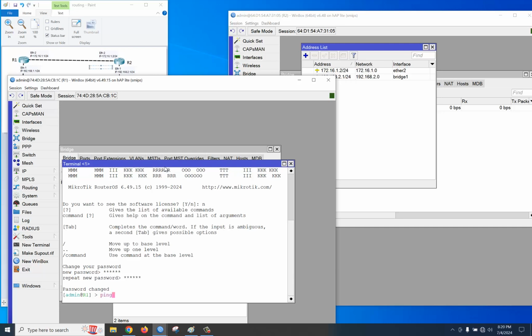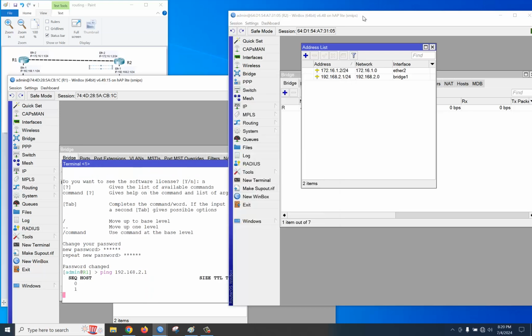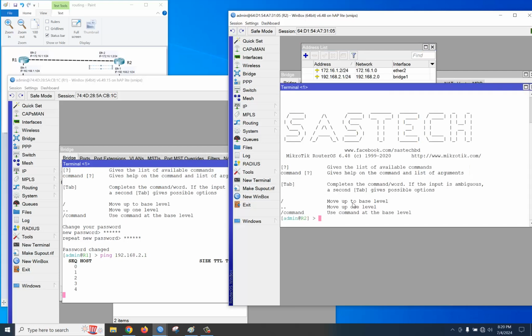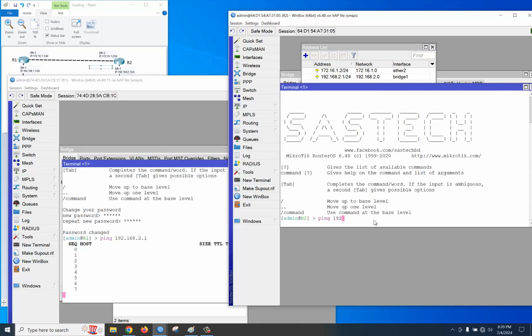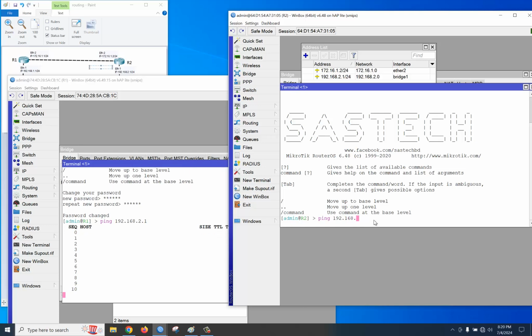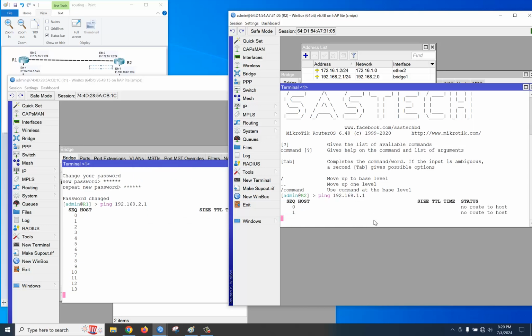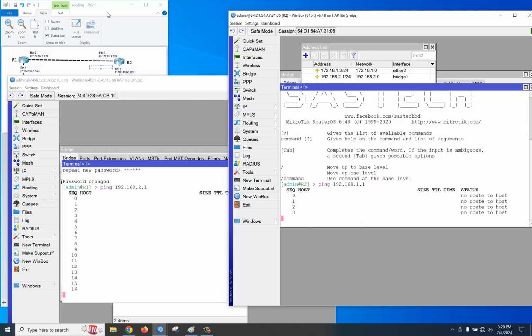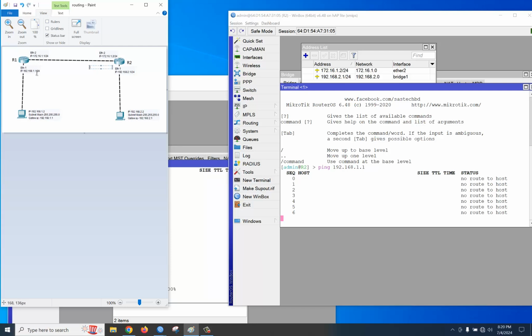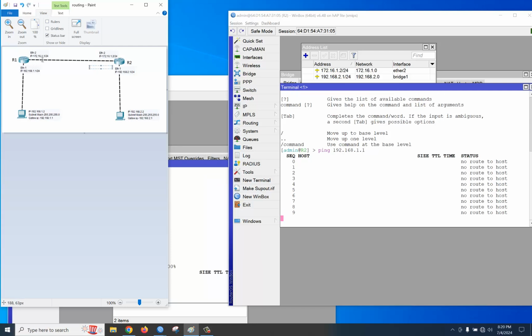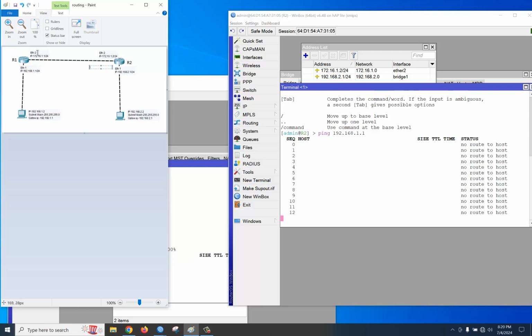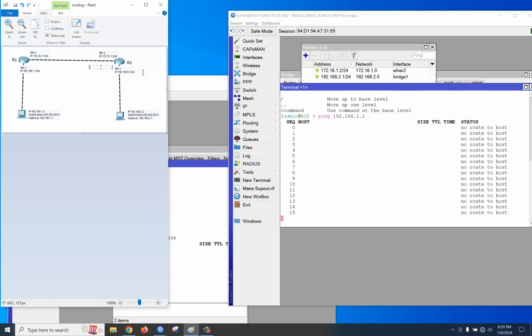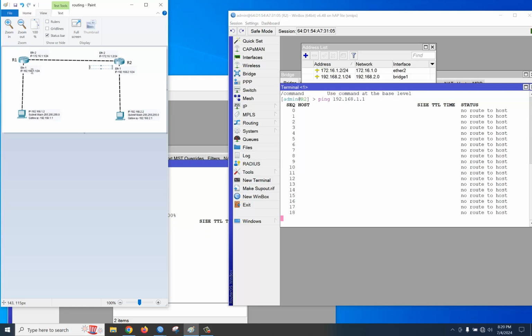Now let's ping 192.168.2.1 from R1 to R2. Okay, no route to host, right? Let's try from this router, 192.168.1.1, no route to host. What is the reason behind it? The reason is that there are different IP addresses, so different networks. If you want to communicate between different networks, then you need to configure routing, right?